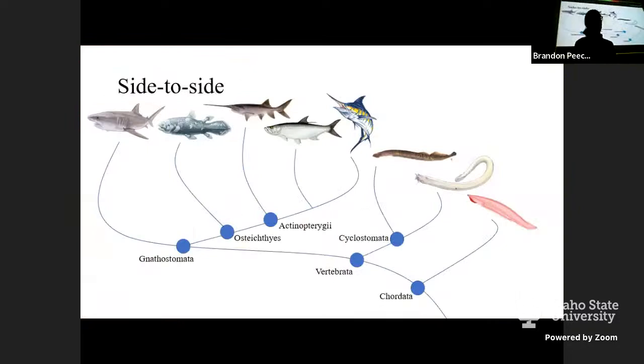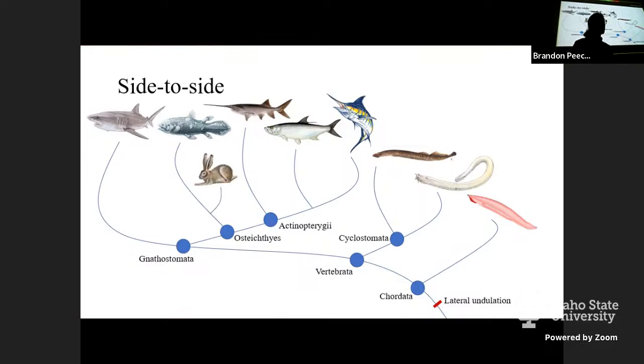Okay. Side to side undulation we just talked about. Moving your muscles against your vertebral column, as a general rule, lateral undulation is the ancestral condition for all chordates, definitely for all vertebrates. It is what is inherited by all vertebrates.